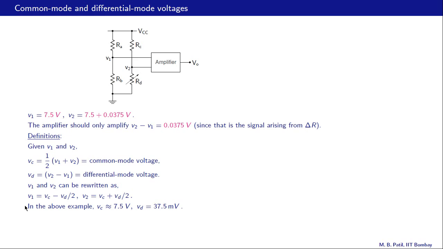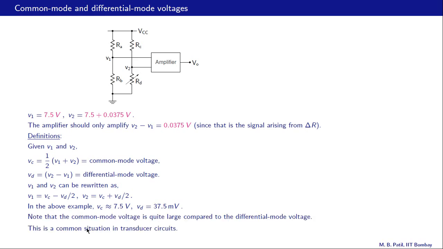In our example, VC is V1 plus V2 by 2, so 7.5 plus 7.5 plus this small voltage divided by 2, and that is approximately going to be just 7.5 volts because that is a small number. So the common mode voltage is 7.5 volts. The differential mode voltage is V2 minus V1, so that 7.5 gets cancelled and we end up with 37.5 millivolts. Note that the common mode voltage is quite large, 7.5 volts, compared to the differential mode voltage, 0.0375 volts. And this is indeed a very common situation in transducer circuits.